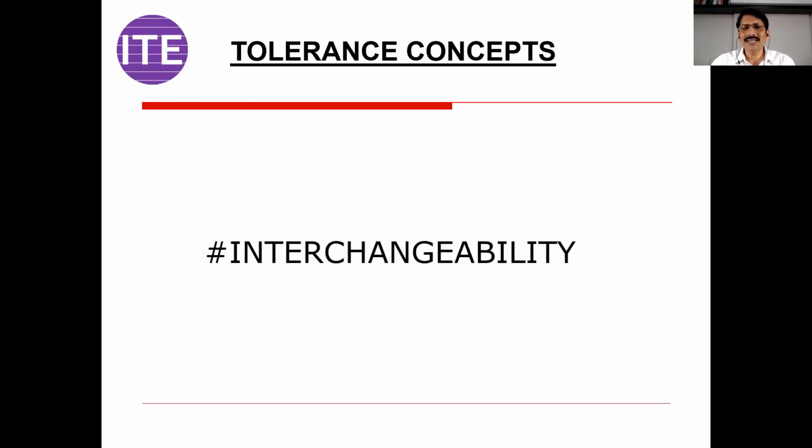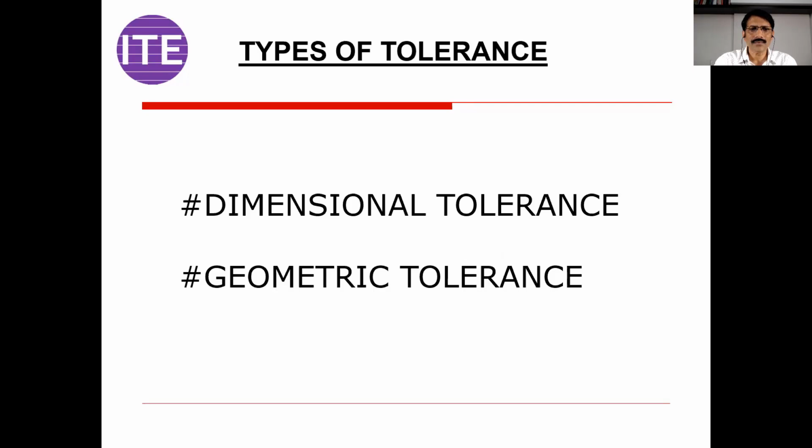Then the next concept is interchangeability. We know that any component selected randomly can be fitted in any assembly; that is called interchangeability. For example, standard components like a bearing: the tolerances are provided on the bearing in such a way that any make of bearing can be fitted in any vehicle. Now, types of tolerances: there are 2 important types, dimensional tolerance and geometric tolerance.